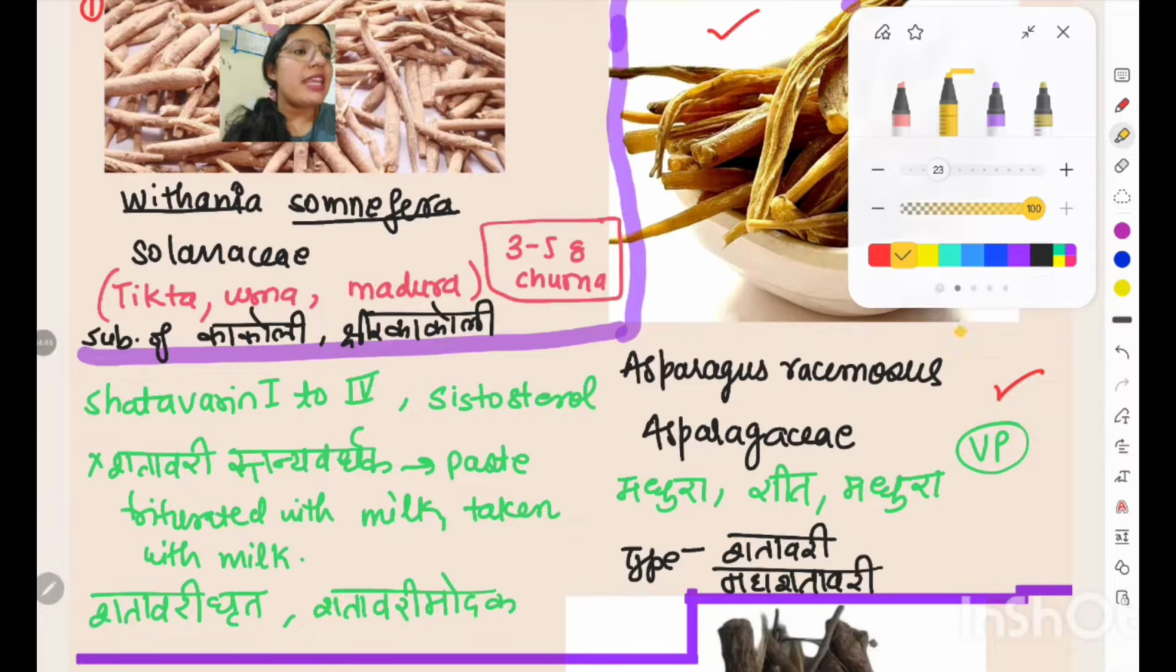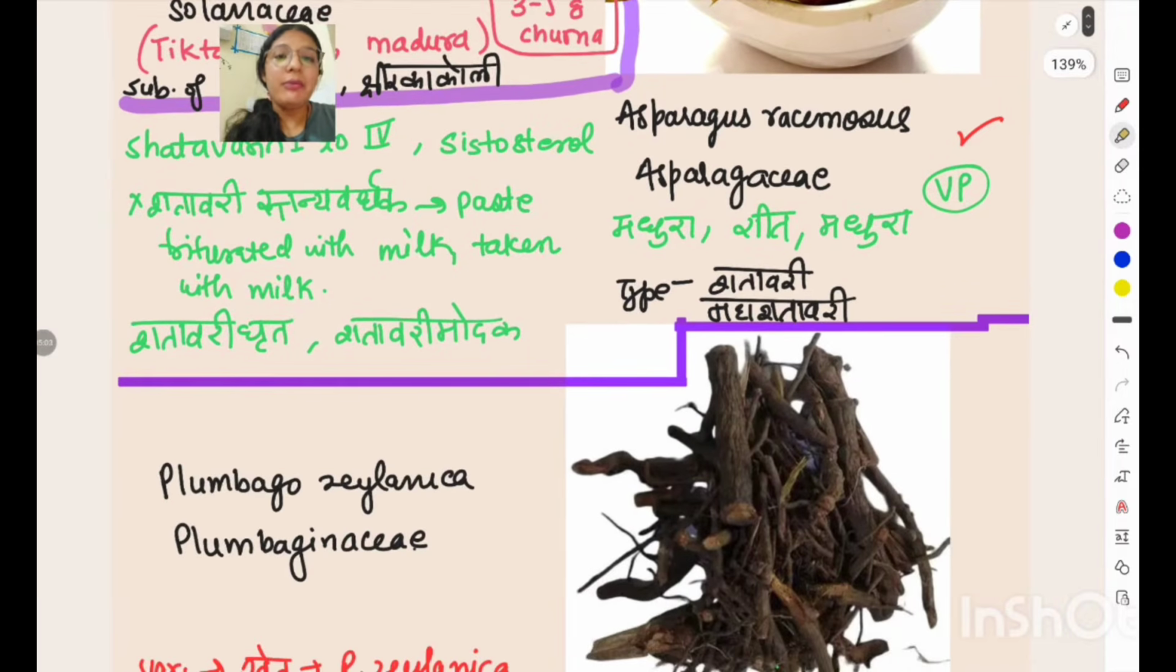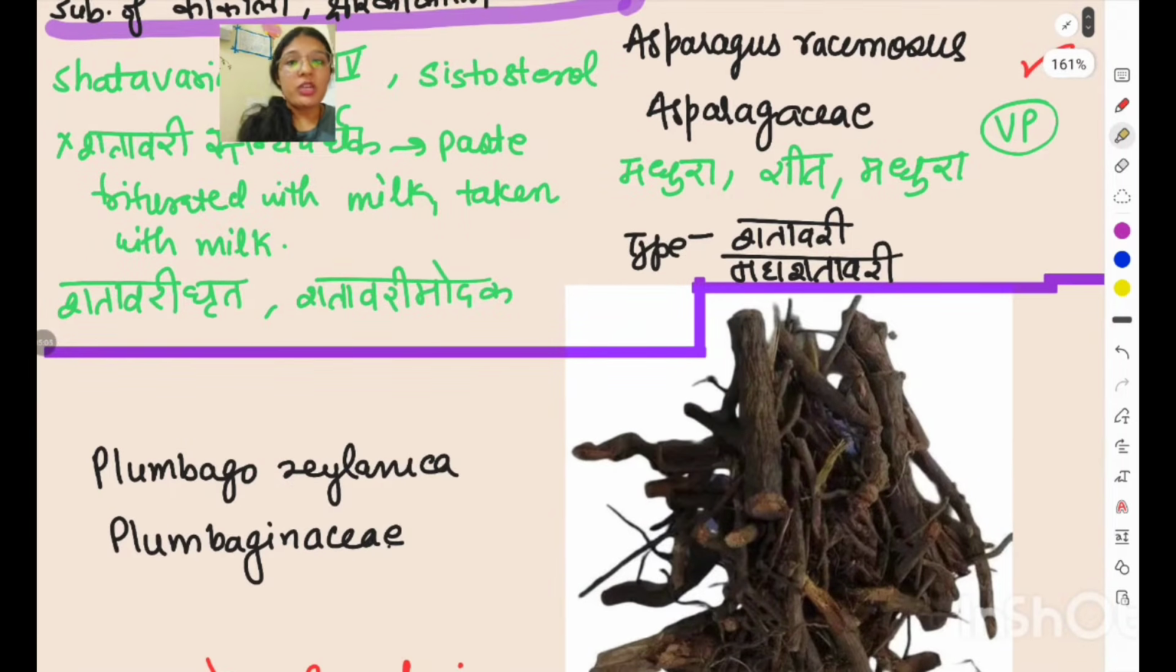Then its phytochemicals: it has shatavarins 1 to 4 and sitosterol. Its Ameka Prayoga is Shatavari Swarasa, or paste triturated with milk and taken with milk. The important formulations are Shatavari Ghrita and Shatavari Modak, and there are two types.